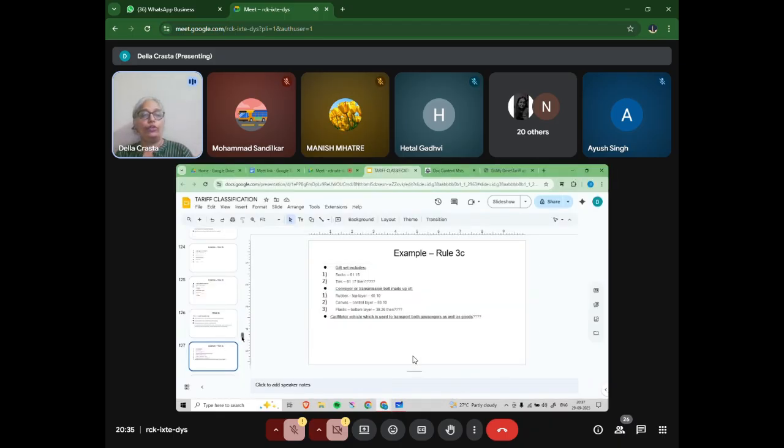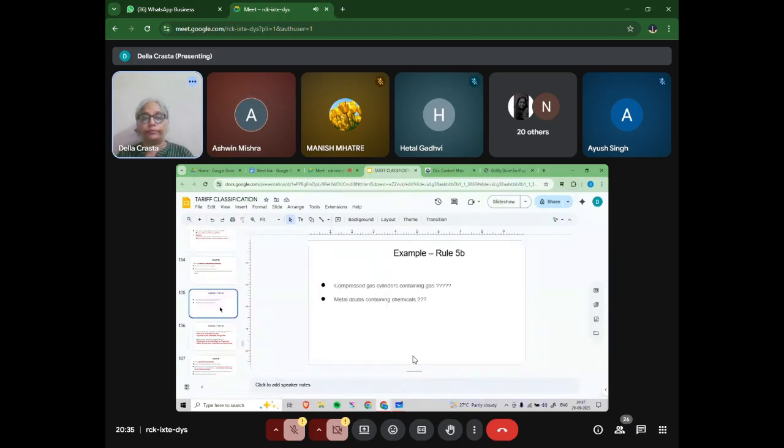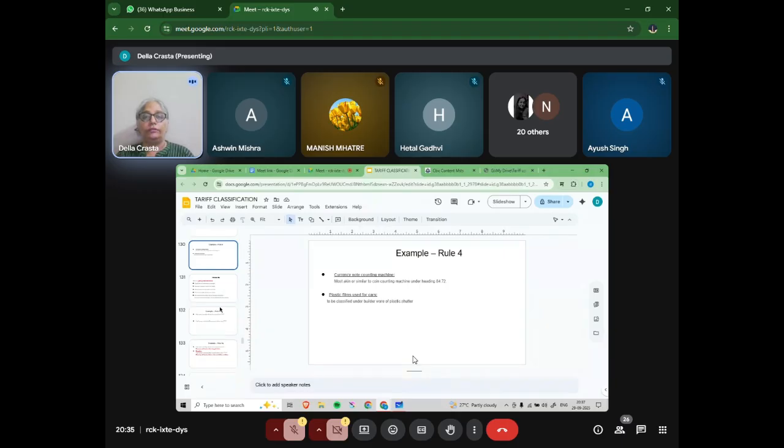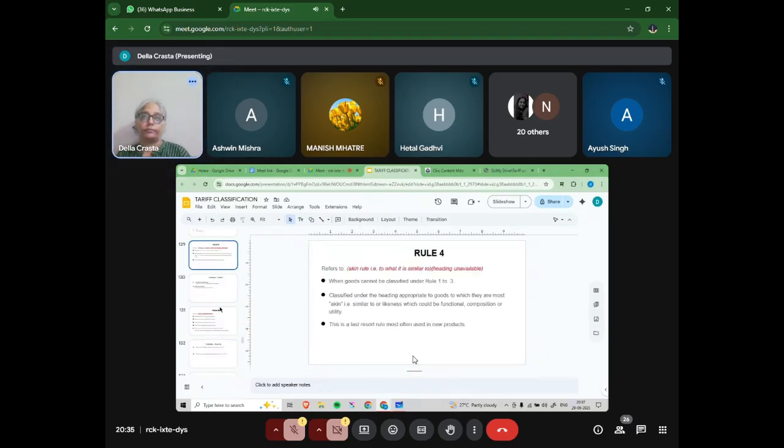Now let us go to rule 4. Most akin products. Most akin. क्या होता है akin? Somewhat like identical product. Similarity. Here we use the rule of similarity, principle of similarity. When is rule 4 usually used? कब हमको ये रूल का जरूरत पड़ सकता है?